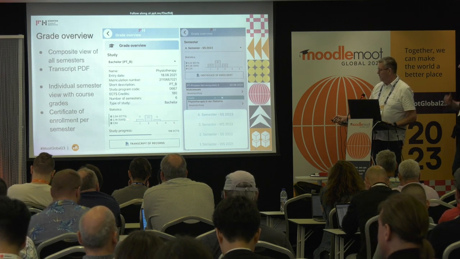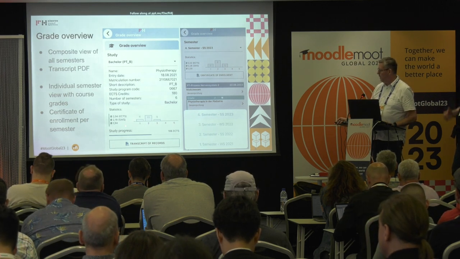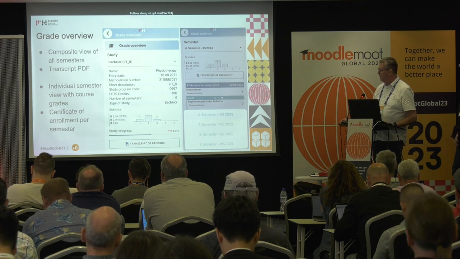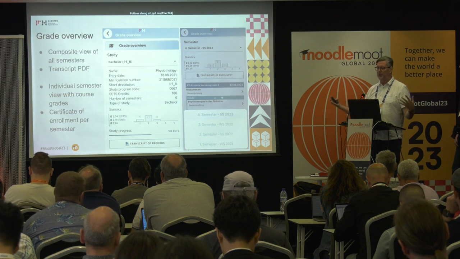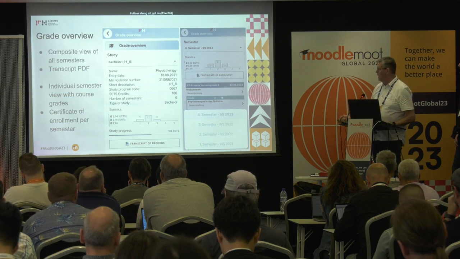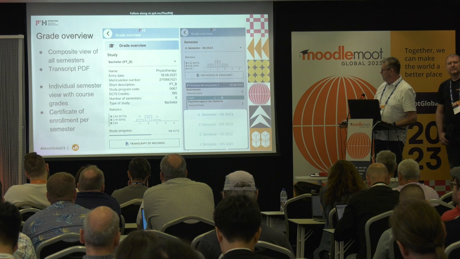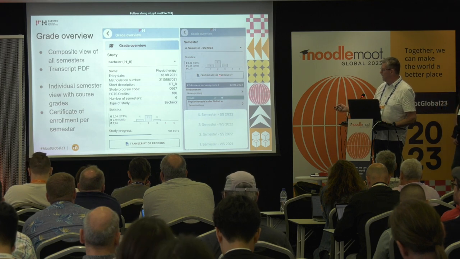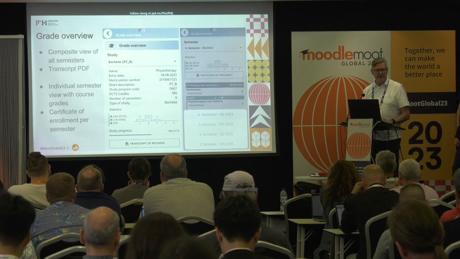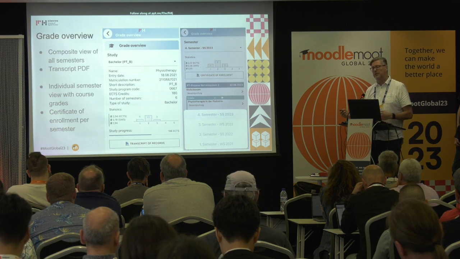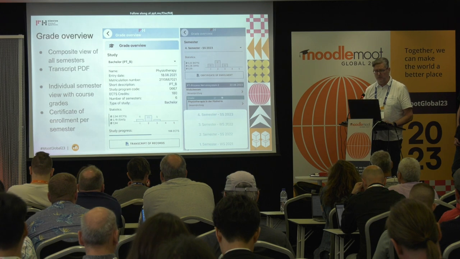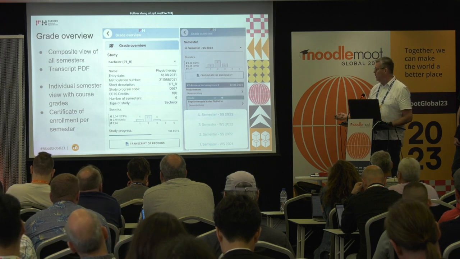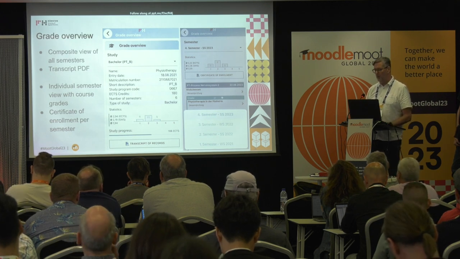What's also interesting is you can see how many credits they have, and we've even built in a study progress bar showing where they're at in their 3-year bachelor's program. Again, if they need a certificate of enrollment, something necessary for students studying in Austria, they need to provide this to certain government agencies. So we also have built that into the Moodle mobile app.